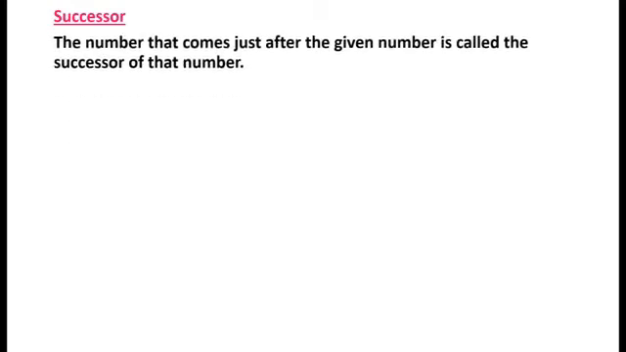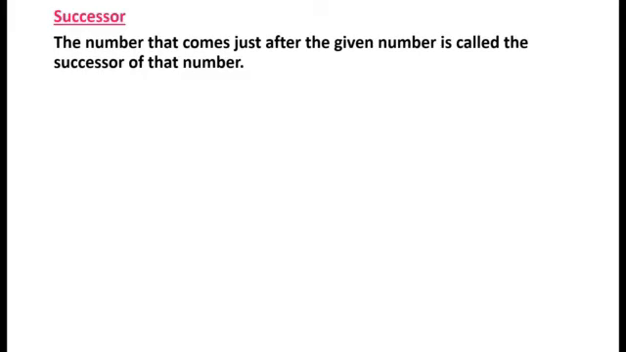Next is successor. The number that comes just after the given number is called the successor of that number. That means if I give you a number 5 and ask you to write the successor of 5, the successor will be the number which comes just after 5, that is 6. So 6 will be the successor of that number. And how will we find that? We will find that by adding 1 to the given number.